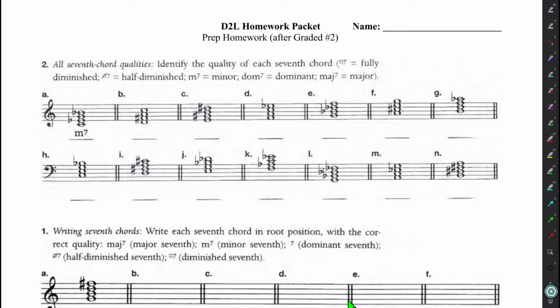Now, there's many different ways you can write this. You can see that they've given you some options, dominant 7, major 7. For these, I recommend just writing 7 or just the capital M7 because those are the most common ways that you'll see these written in the real world. Okay. All right, let's take a look at this.